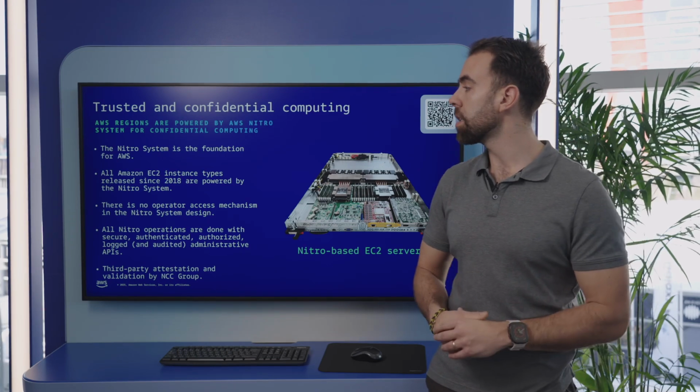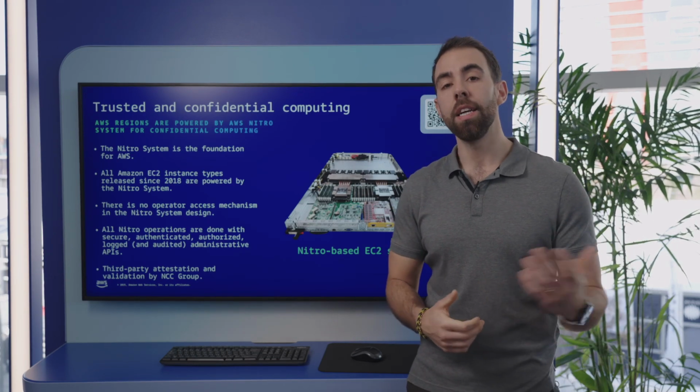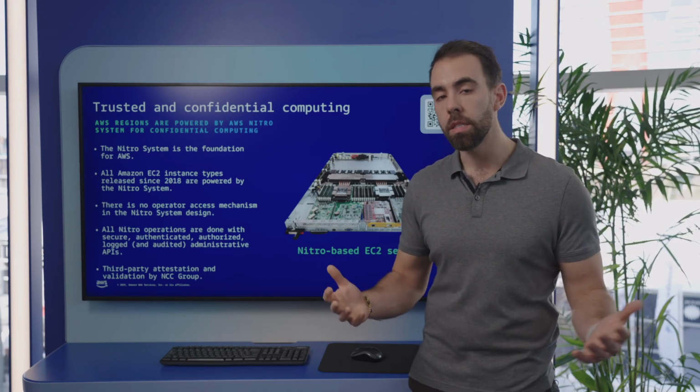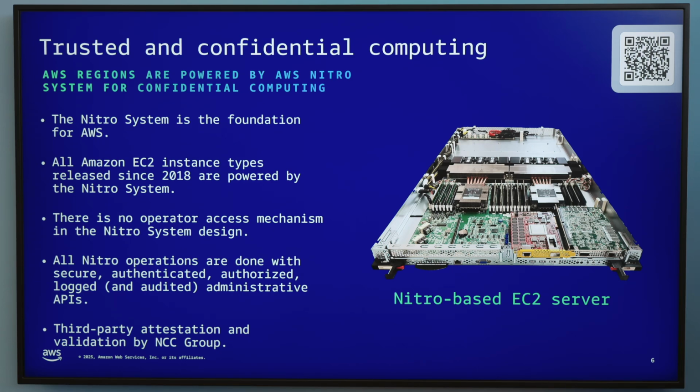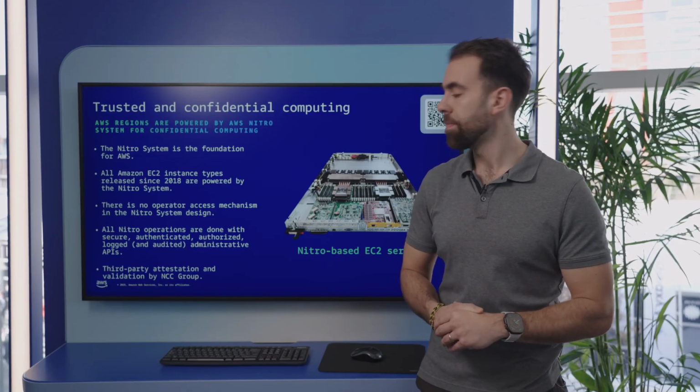Now, as I mentioned, Nitro is the foundation of our cloud, right? We created Nitro in 2017, and since 2018, all instance types have been powered by the Nitro system. As a foundation and as a baseline, there is no operator access mechanism to the Nitro system, right? And this is a really powerful technical control that we have, which allows us to guarantee to customers that no operators can access their customer data.